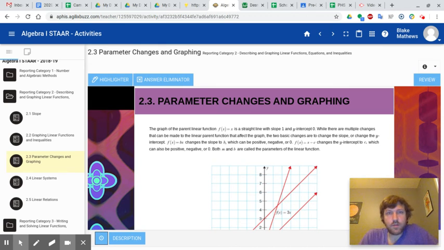Okay, we are looking at 2.3 now. We're making our way through this pretty quickly now. This is about parameter changes, and what it means is what happens when I change the slope, the y-intercept, how does it change the graph?